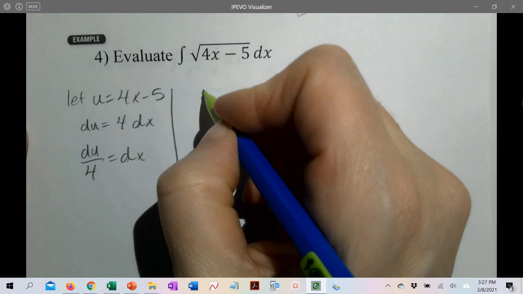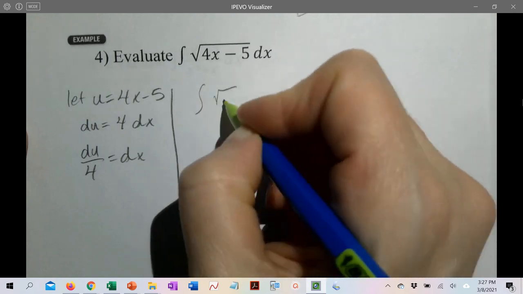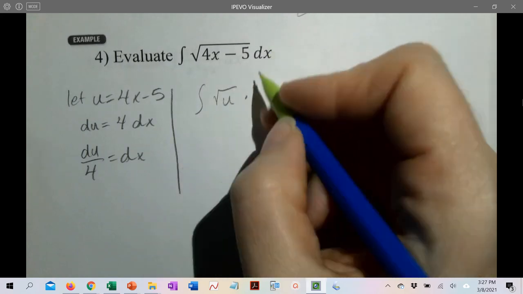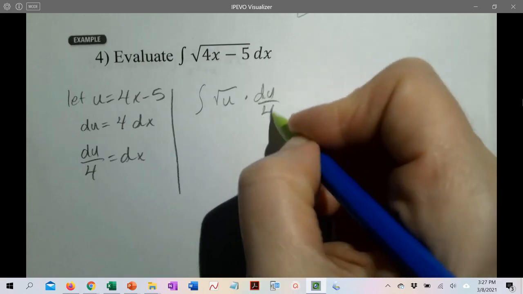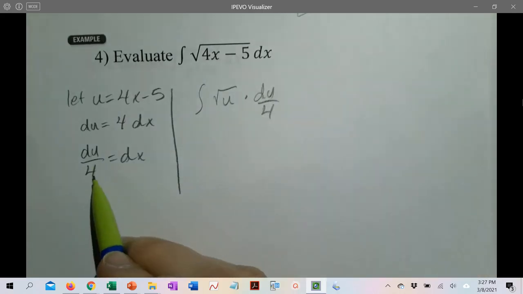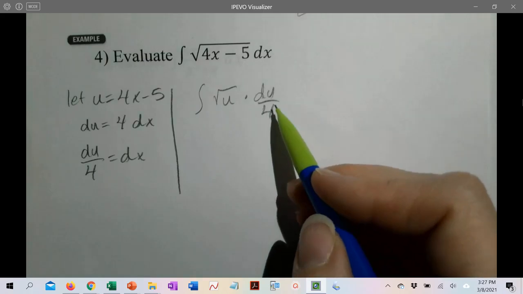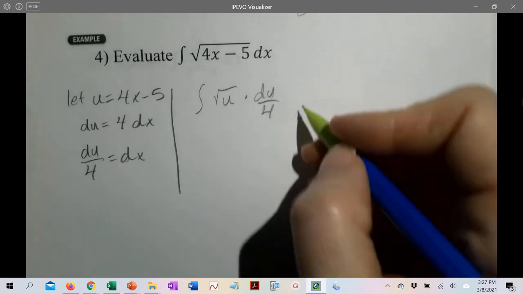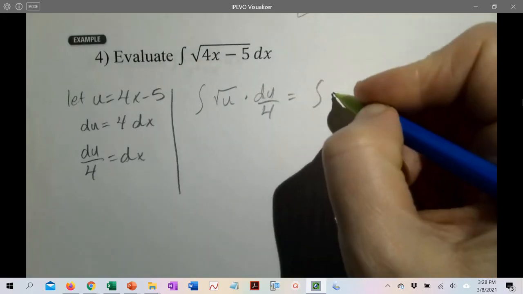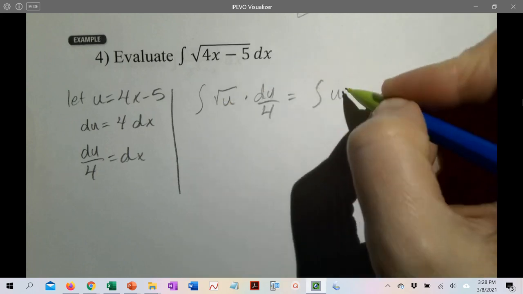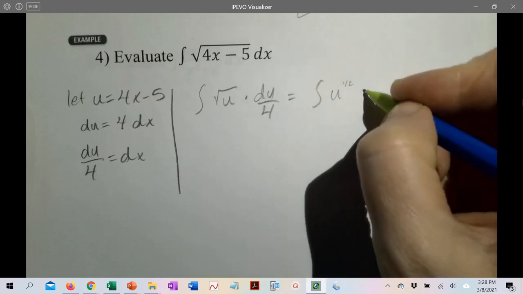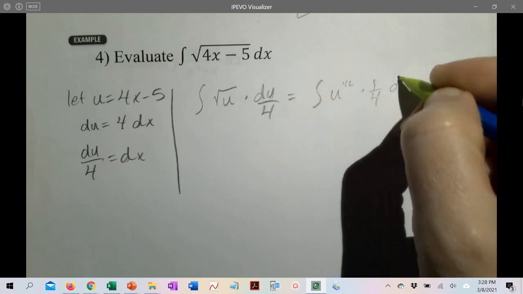Now we'll make our substitution. So I have the integral of the square root of u, and instead of dx, I have du divided by 4, because over here dx is du divided by 4. All right, so a couple things are going on here. I have this divided by 4, which, you know, let's do two things. Let's call that u to the 1/2 power, and then we can call that times a 1 over 4 du.